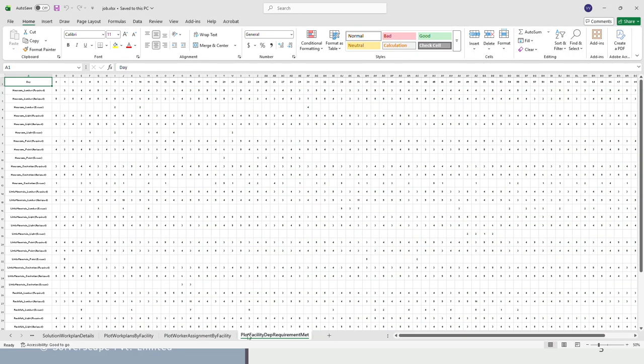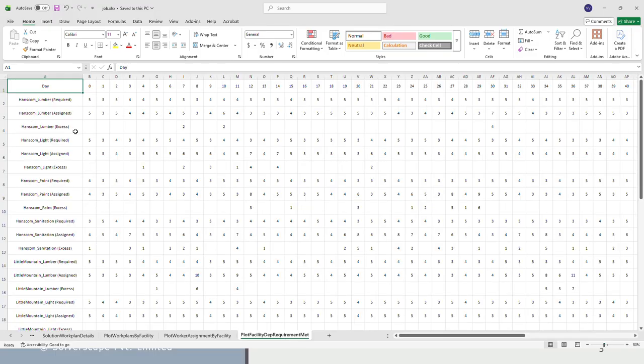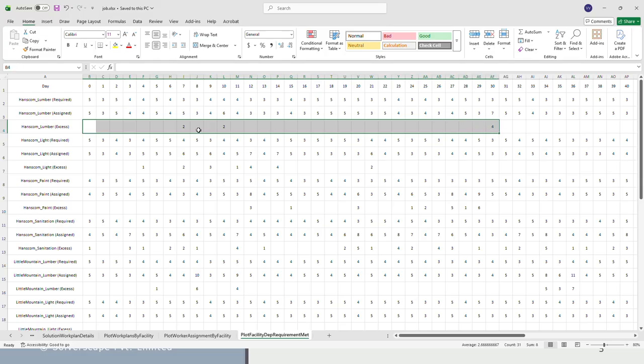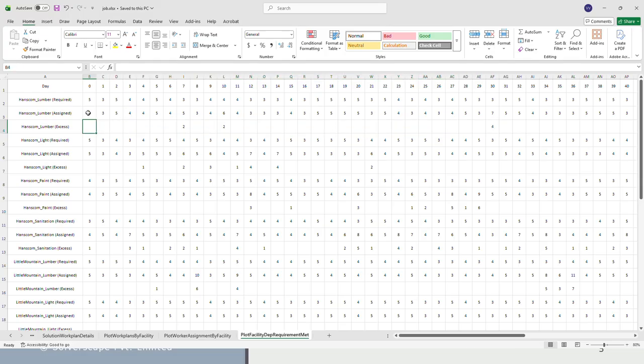Then we have the plot for how well we met the requirements at each facility and each department. So here, for example, Handsome Lumber on day 0, we wanted 5 and we assigned 5, which is good. So we don't want to provide extra workers here. You see, most of these cells are empty. So the model was able to minimize the number of extra workers while making sure that we are meeting the demand in each hour.